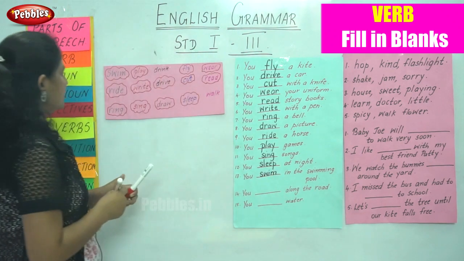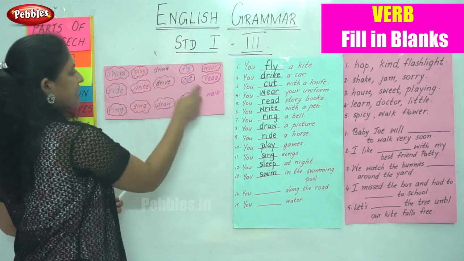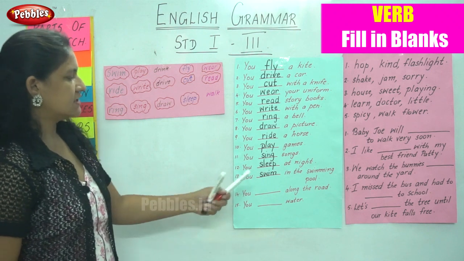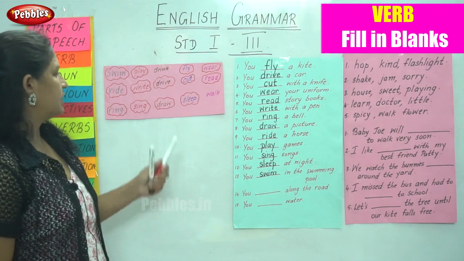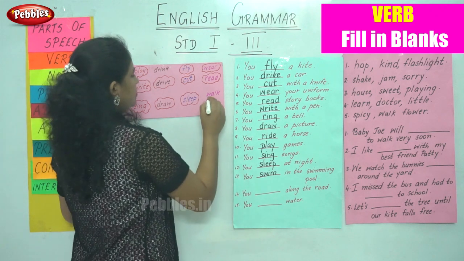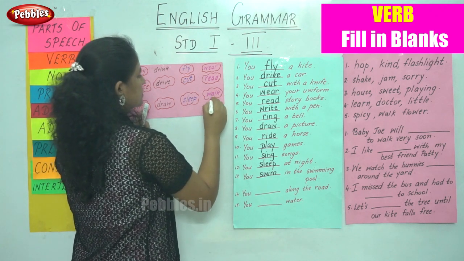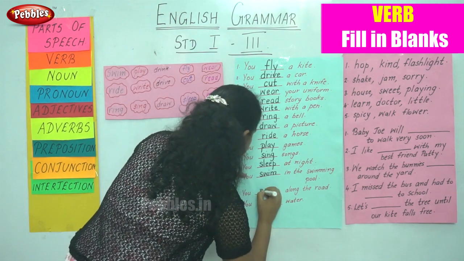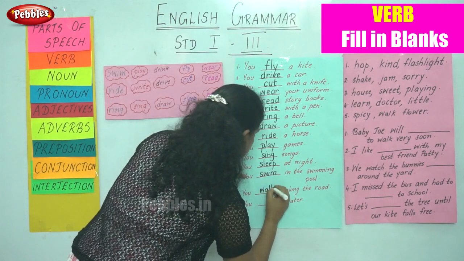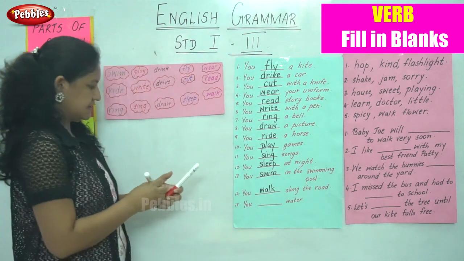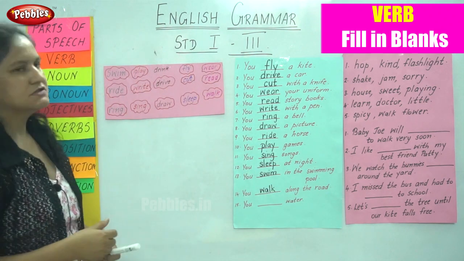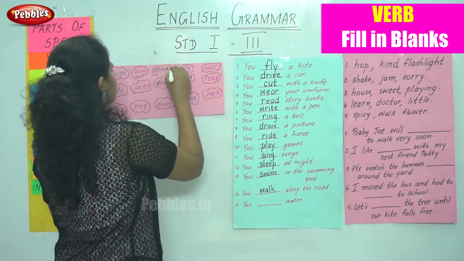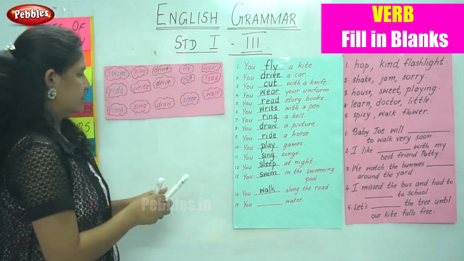So we have two more words, that is drink and walk, and we have two more sentences. So you dash along the road. So we write the word walk. You walk along the road. So write the word walk. Walk along the road. And the last sentence is you dash water. So what do we normally do is we drink water. Write the word drink.